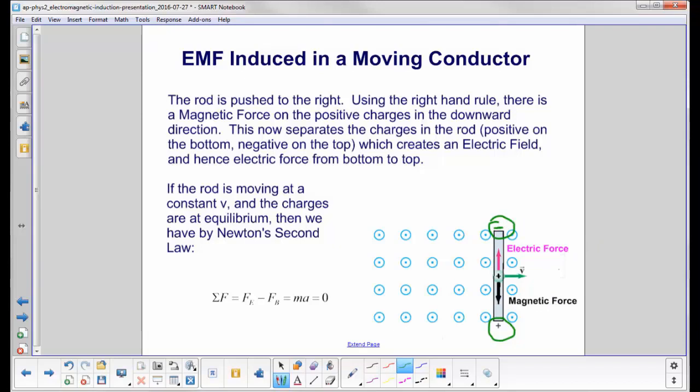We have a separation of charge. So we now have an electric field in the rod pointing from bottom to top, so there will be an electric force on these positive charges counterbalancing the magnetic force. This will go on until these two forces are equal, and then the charges will stop moving. So in equilibrium, the sum of the forces in the vertical direction will be the electric force due to the electric field that is generated by the separation of charges, and a magnetic force due to the movement of the bar through the magnetic field. So F_E minus F_B equals ma, Newton's second law, equals 0.